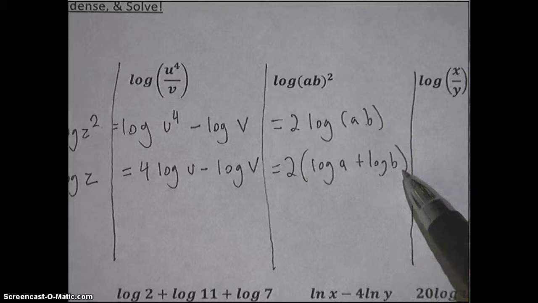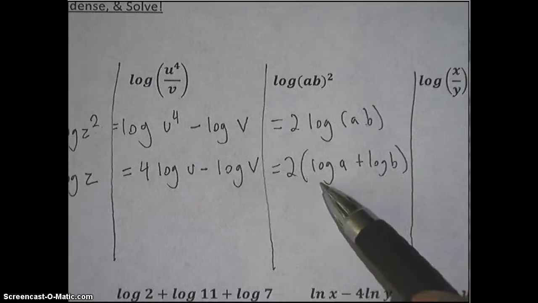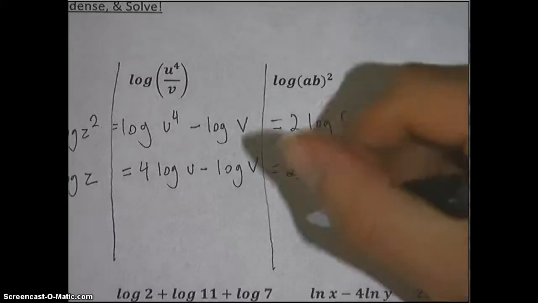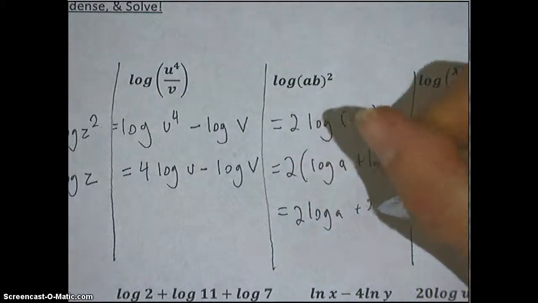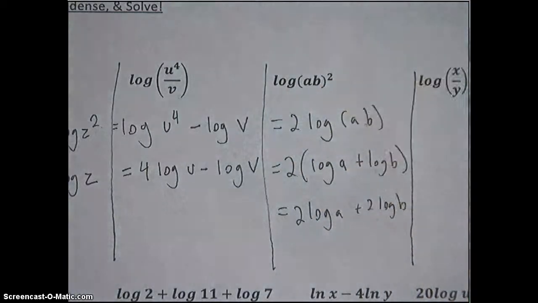Notice how I had to use parentheses to show that that 2 distributes to the log, this one and that one. So if you want to take this one step further and do 2 log of a plus 2 log of b, that would also be correct.